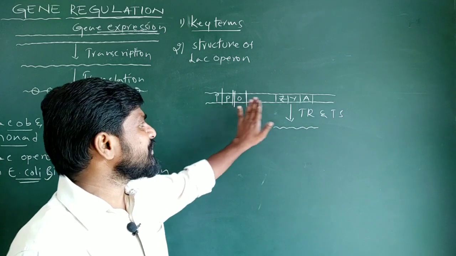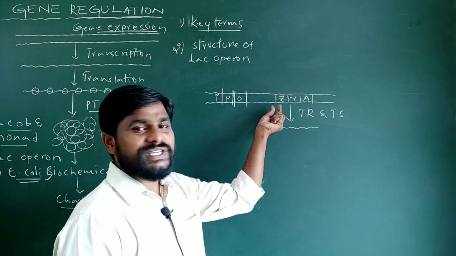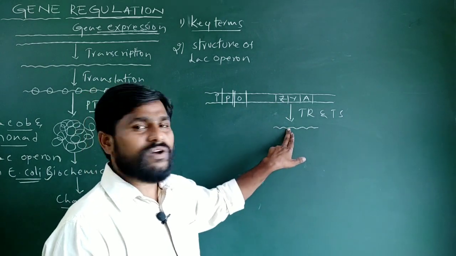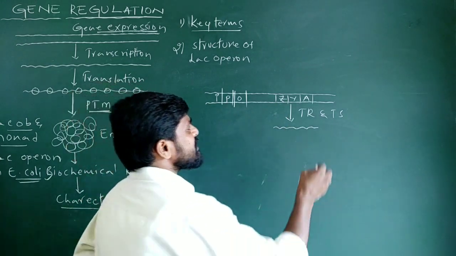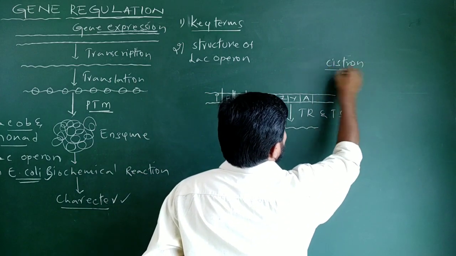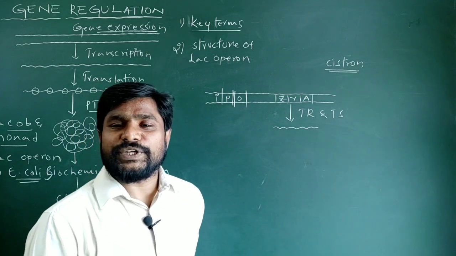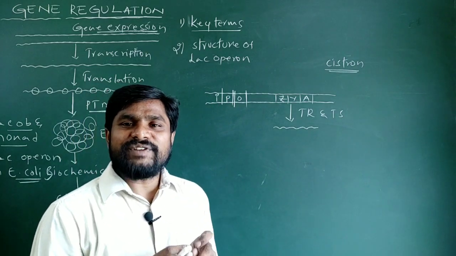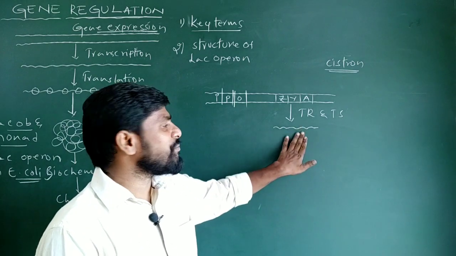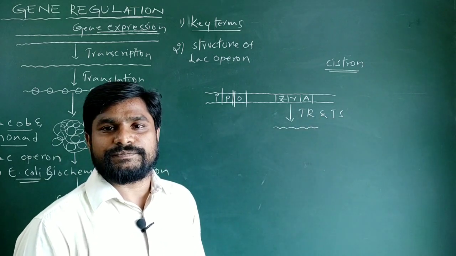First let us come to the structural genes. The segment of DNA or the gene which is involved in the synthesis of a polypeptide chain or a structure is called a cistron. So cistron is a unit of DNA. What is cistron? The segment of DNA or a gene involved in the synthesis of a polypeptide chain by undergoing transcription and translation.